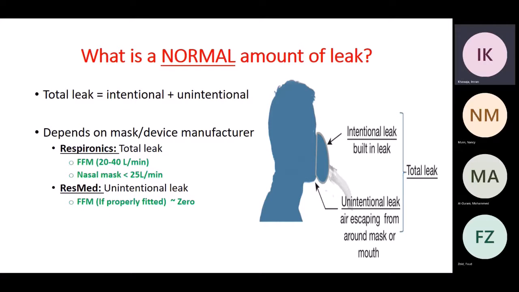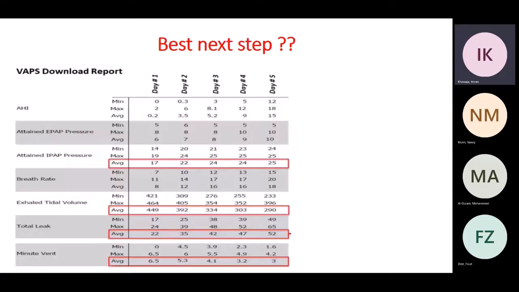ResMed though is tricky, okay? Because I told you, they're not going to tell you about the total leak. So if the mask is properly fit, your leak should be 0. Why? Because the machine doesn't tell you about the total. Why do we allow 20 to 40 for Philips? Because Philips Respironics tells you about the total leak, the intentional plus the unintentional. But the ResMed just cuts it out directly. It just tells you about the unintentional leak. So the way you interpret the leak is different if you're using ResMed as opposed to Philips Respironics.